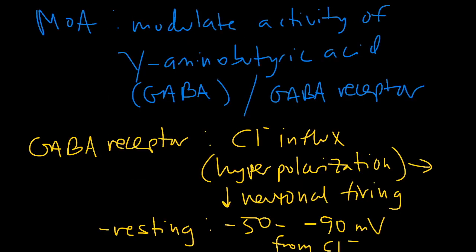Okay, so we're going to start off with the mechanism of action of these sedatives and anesthetics. Pretty much they all modulate the activity of gamma-aminobutyric acid, or GABA, or the GABA receptor. GABA gets its name from gamma, the G, amino, the A, butyric, the B, and the acid, the A. So that's where GABA comes from. So they all modulate the activity of GABA, or the GABA receptor.